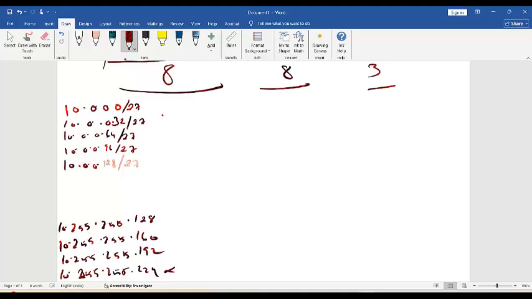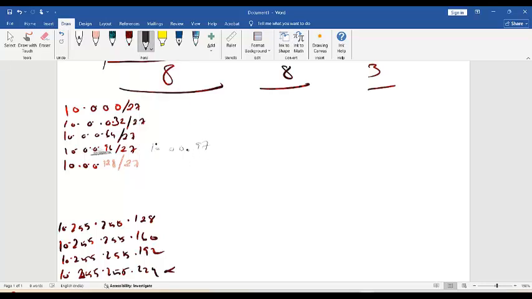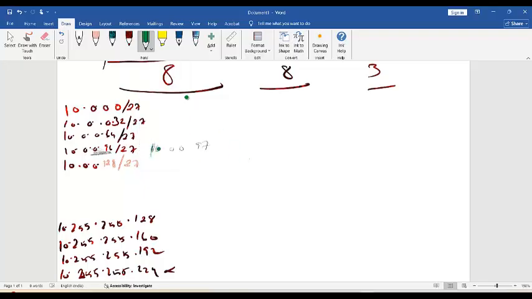Okay, now let's see how many IP addresses we get in each subnet. Let's take this one. The first IP is 10.0.0.97. And the broadcast will be 127. And the last will be 126.